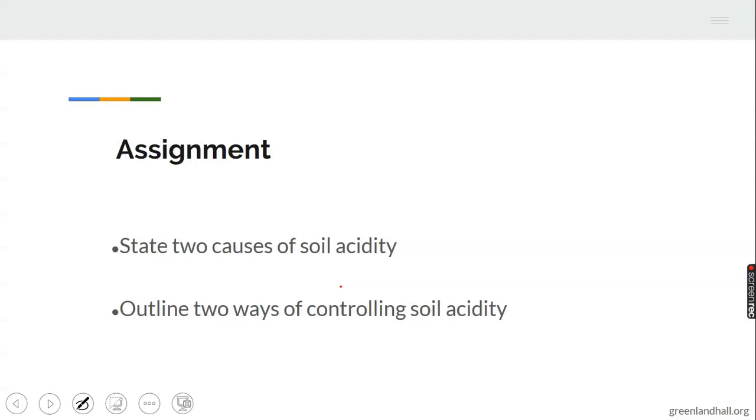Let's take up assignment. State 2 causes of soil acidity. What can make soil to be acidic? Then outline 2 ways of controlling soil acidity. Take note of that. These 2 assignments are very important.